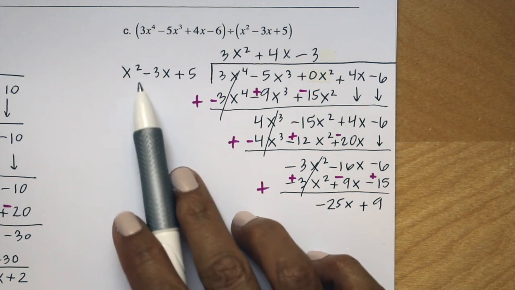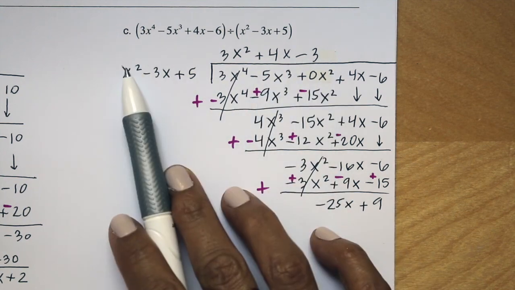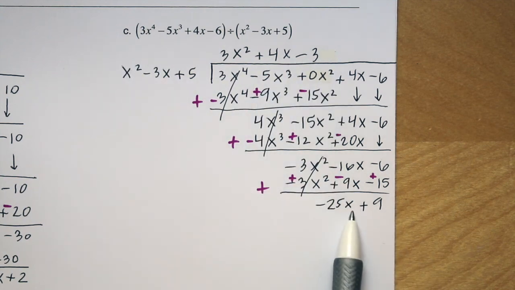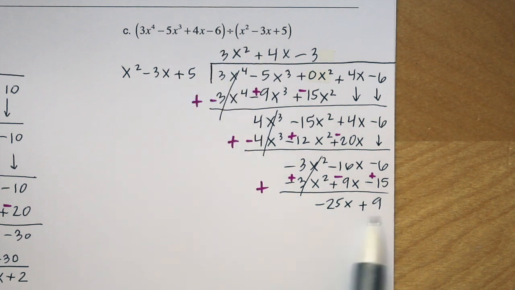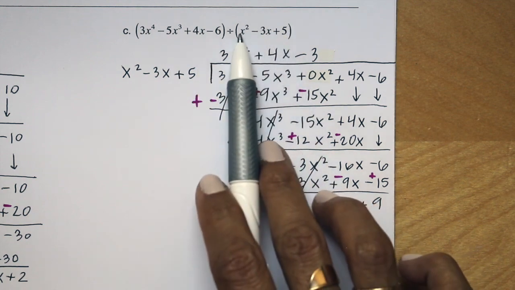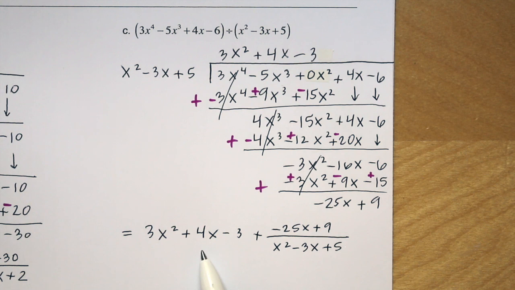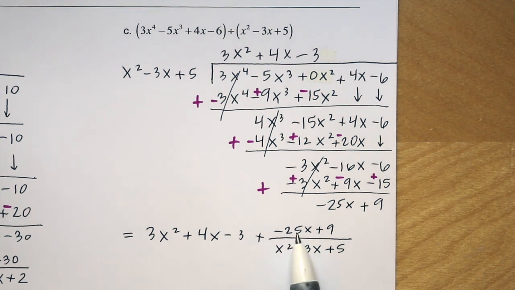At this point, if you were to ask yourself what times x squared makes the negative 25x, it's not going to work out, so that means this is going to be our remainder. So remember, our final answer is up here, and then we're going to add this remainder over the thing we divided by. So here's our final answer. We have 3x squared plus 4x minus 3 plus negative 25x plus 9 all over x squared minus 3x plus 5.